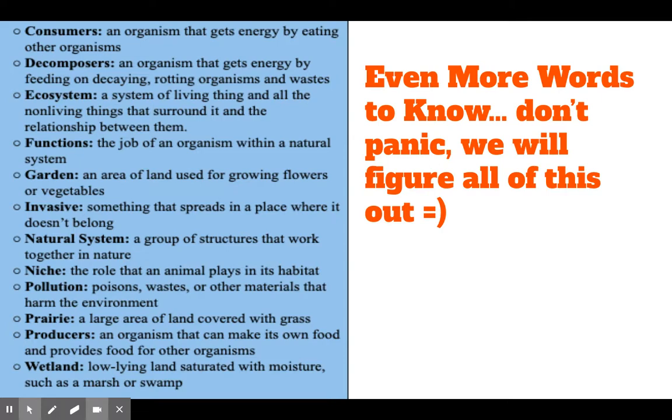Garden, invasive, natural system, niche. The role an animal plays in its habitat, a niche. Wolves play an important role in their habitat. They control things. They're kind of that top animal. Prairie, pollution, wetland.